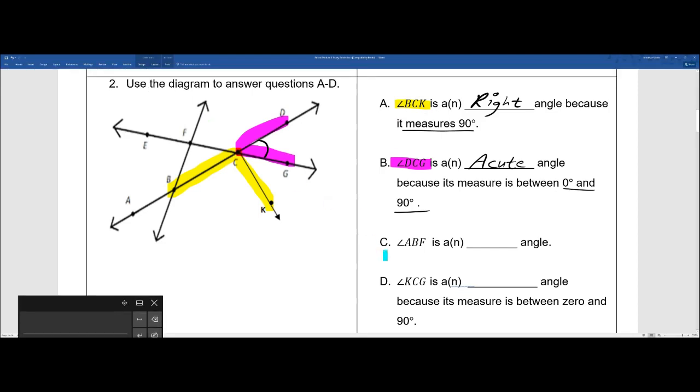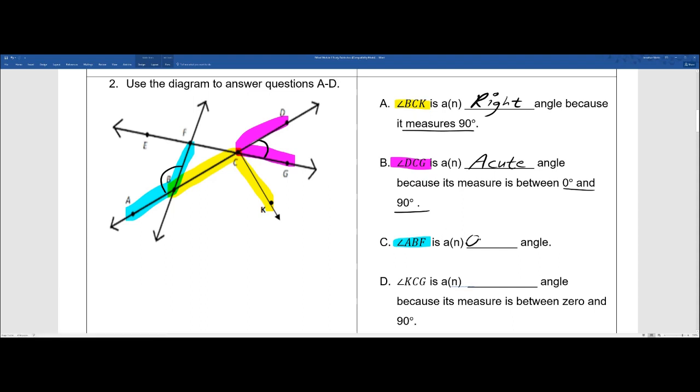All right, so let's look at the next one, ABF. ABF will be here, and that is what we call an obtuse angle. Your angle measurement is going to be more than 90 but less than 180 degrees.